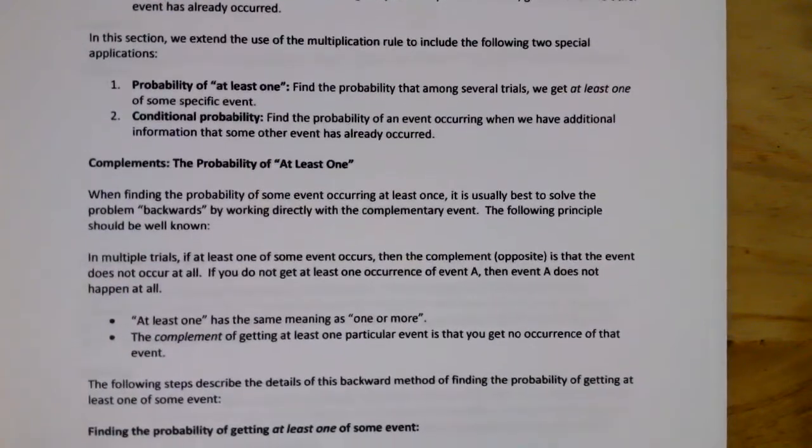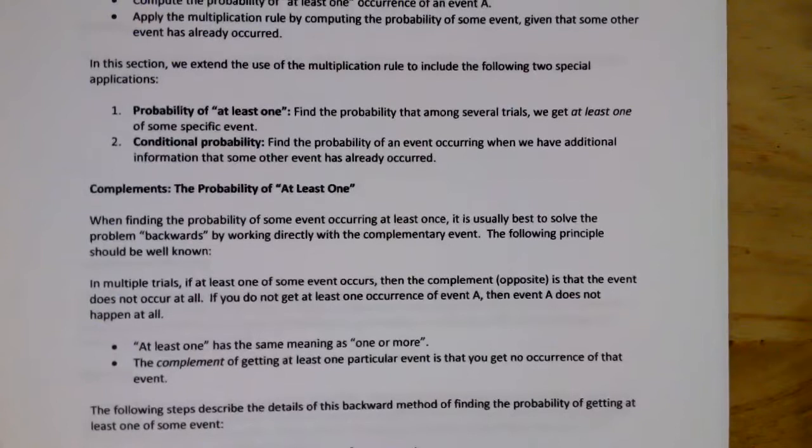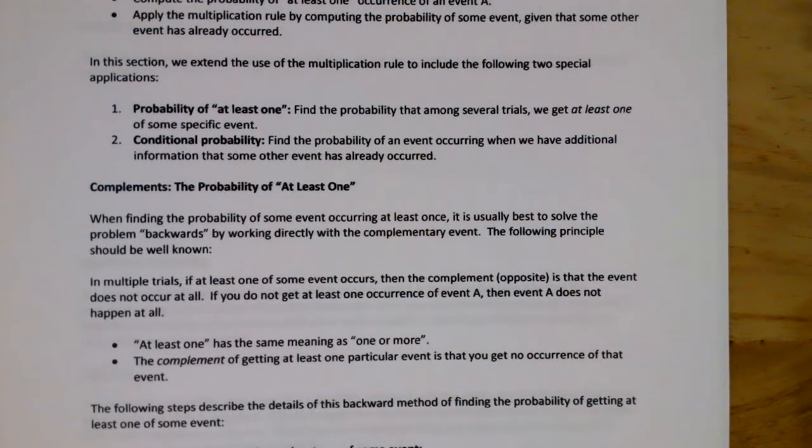and how it's related to the probability of at least one. All right, now when we find the probability of some event occurring at least once, it is usually best to solve the problem backwards by working directly with the complementary event. And here, the following principles should be well known. In multiple trials, if at least one of some event occurs, then the complement or the opposite is that the event does not occur at all.